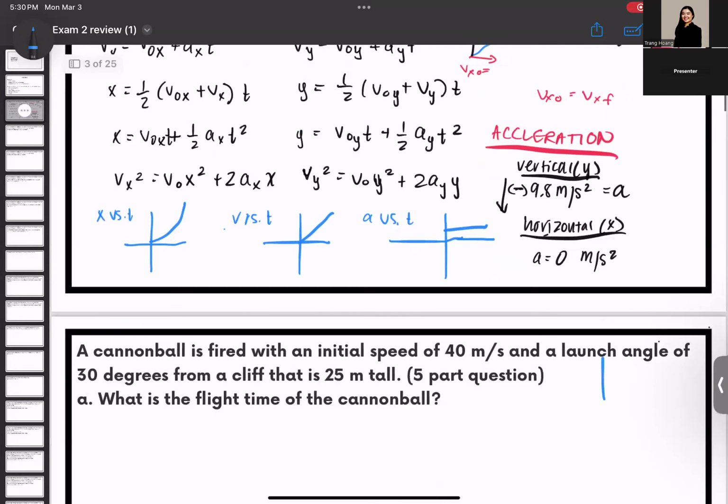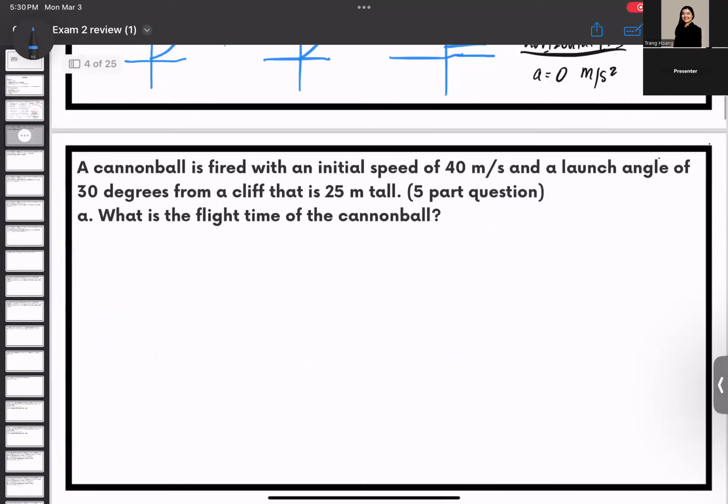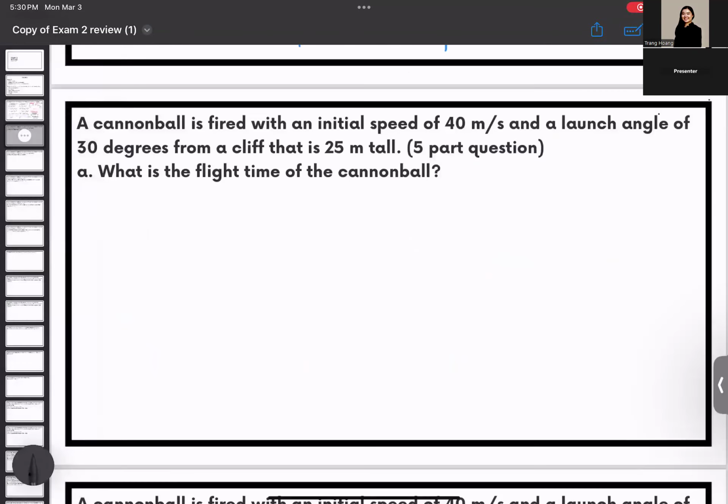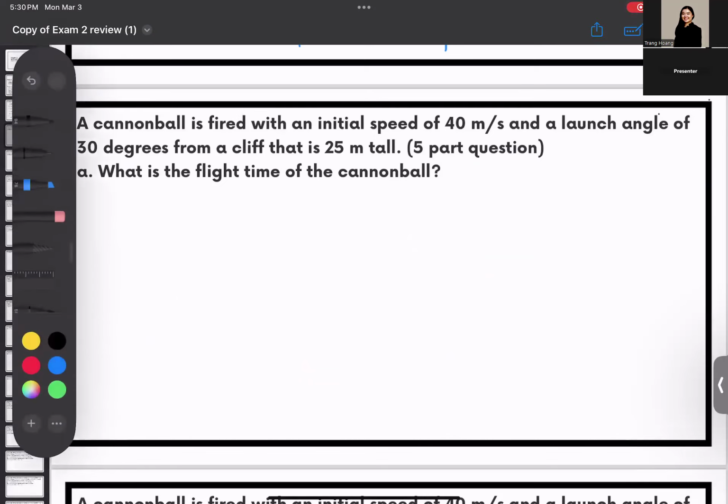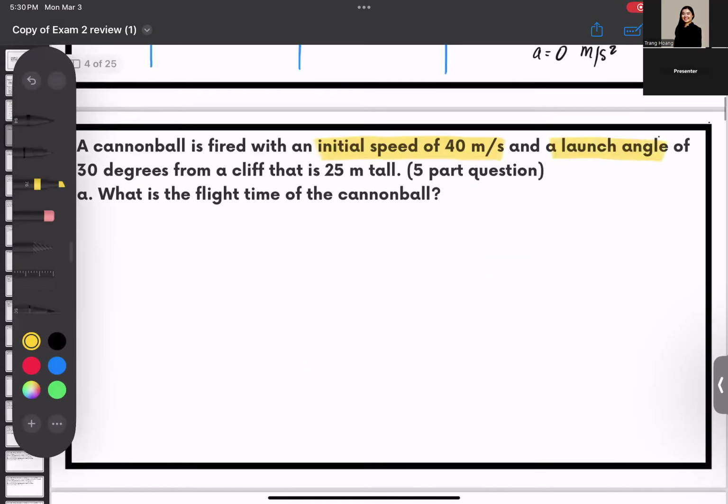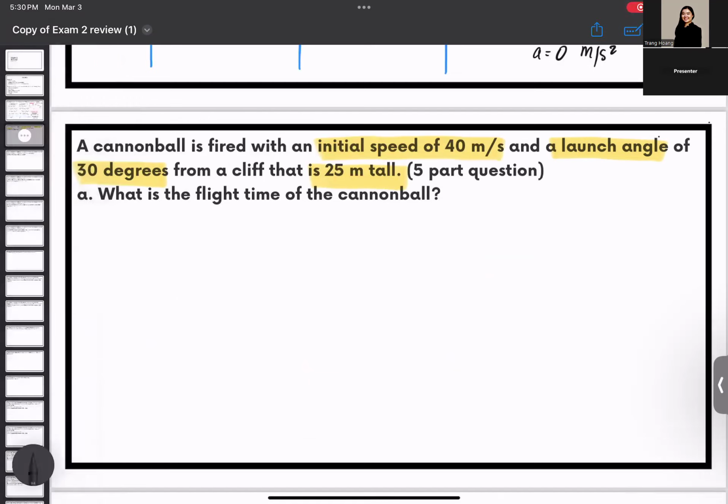Okay, so let's start off with our first review problem of today: a cannonball is fired with an initial speed of 40 meters per second and a launch angle of 30 degrees from a cliff that is 25 meters tall. My note says it's a 5-part question, but let's answer the first part, which is: what is the flight time of that cannonball?